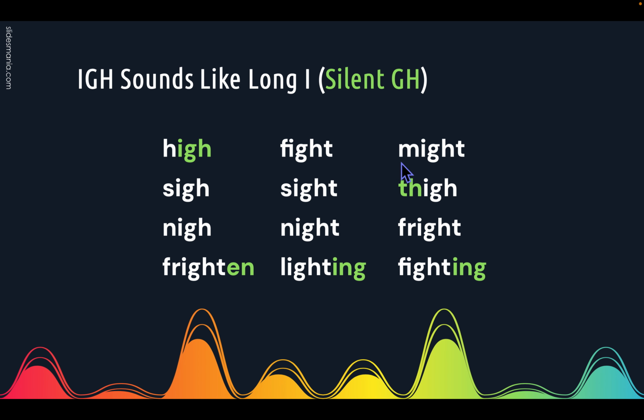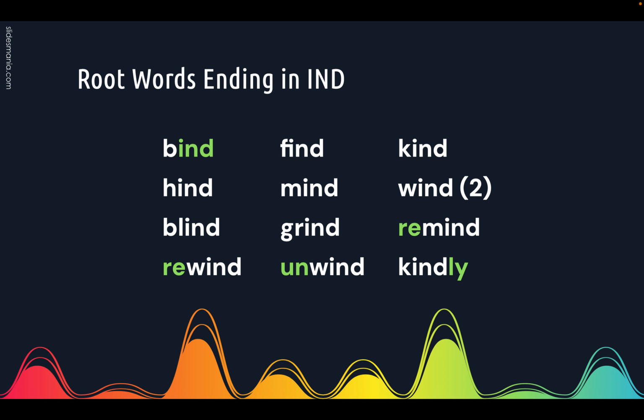fight, might, sigh, sight. This TH will use its first sound of thigh, nigh, night, fright. We can add suffixes like these three in green without it changing the sound. Frighten, ing says ing, lighting, fighting.